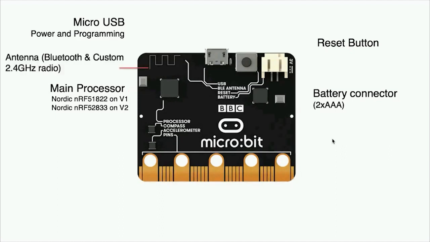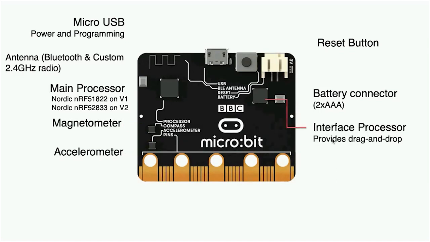And because of that, we've got this Bluetooth and a custom 2.4 gigahertz radio antenna that allows us to do communication between microbits and microbit and mobile phones. To help it be instantly interactive, there's a motion sensor, or 2 motion sensors, magnetometer and accelerometer. Those are combined into a single chip on later versions of the microbit.